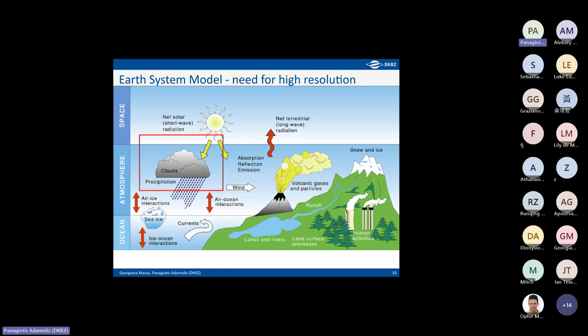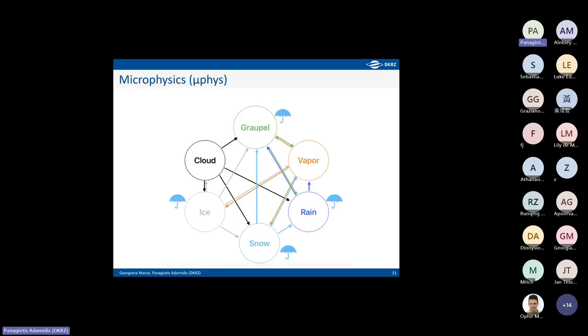Our piece of code here focuses on the clouds and on the precipitation that can be associated with the clouds. The code is called microphysics, and it has to look at the six states of water: cloud, ice, snow, rain, vapor, and graupel, and their interactions.